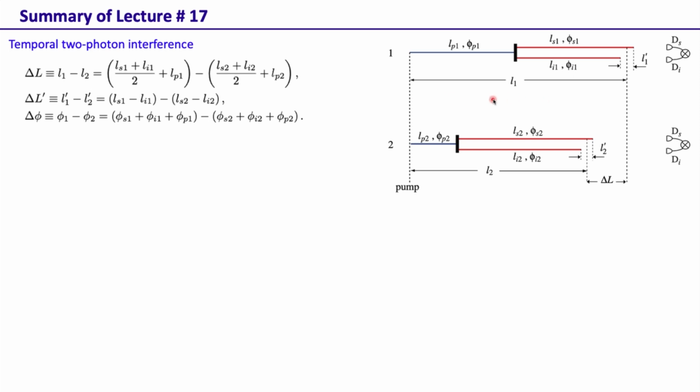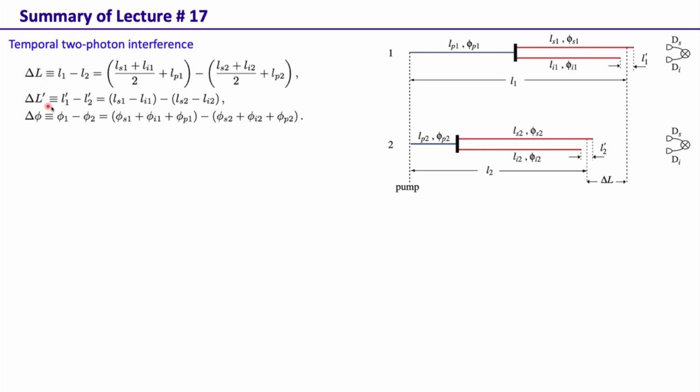have two alternative ways in which the down conversion can happen and the down-converted photons can get to the detector. There are 6 length parameters involved in a general two-photon interferometer, in which we have two alternative pathways, and these 6 different length parameters we then combine to form these two length parameters, delta L and delta L prime. We could also put together all the phases and come up with this quantity, delta phi.